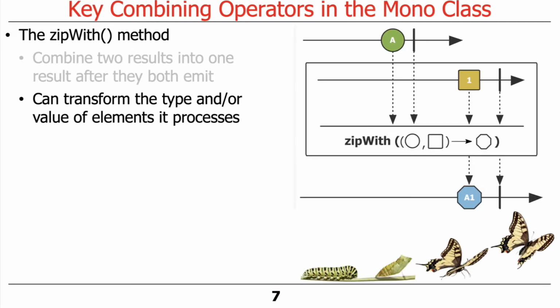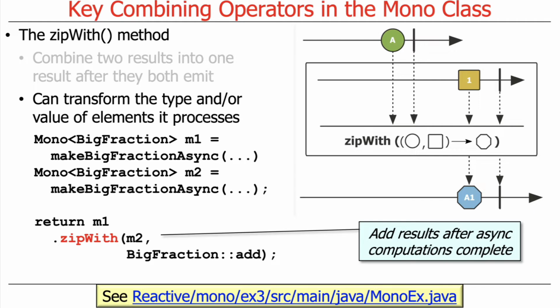zipWith, like flatMap and map and other things, can transform the type or the values of the elements that it processes. And here's a fun, very simple example. We're going to go ahead and create two BigFractions asynchronously. So we're going to call makeBigFractionAsync twice. We're going to get back two Monos of BigFraction. And again, let's assume that they're really big fractions, and therefore they need to be run in the background. So they're running in a background thread to avoid blocking the caller.